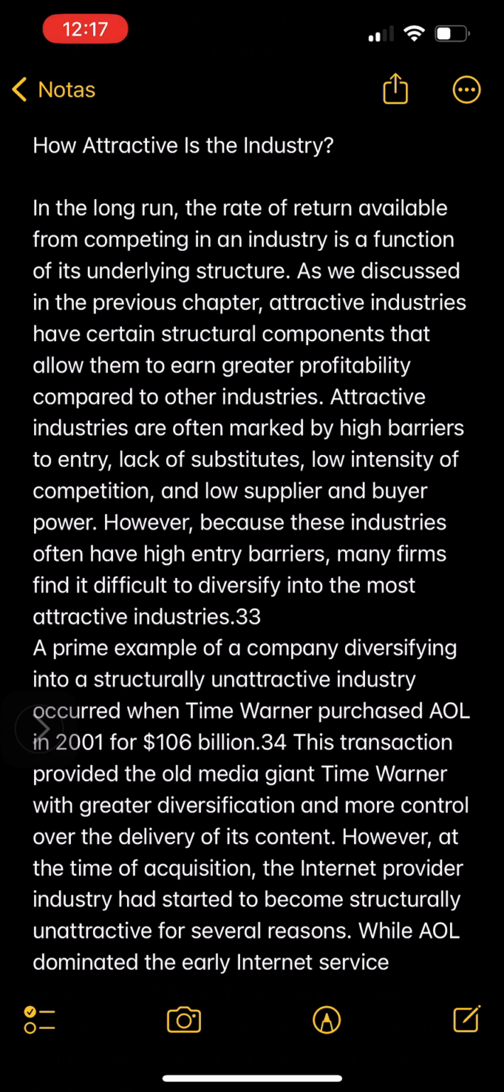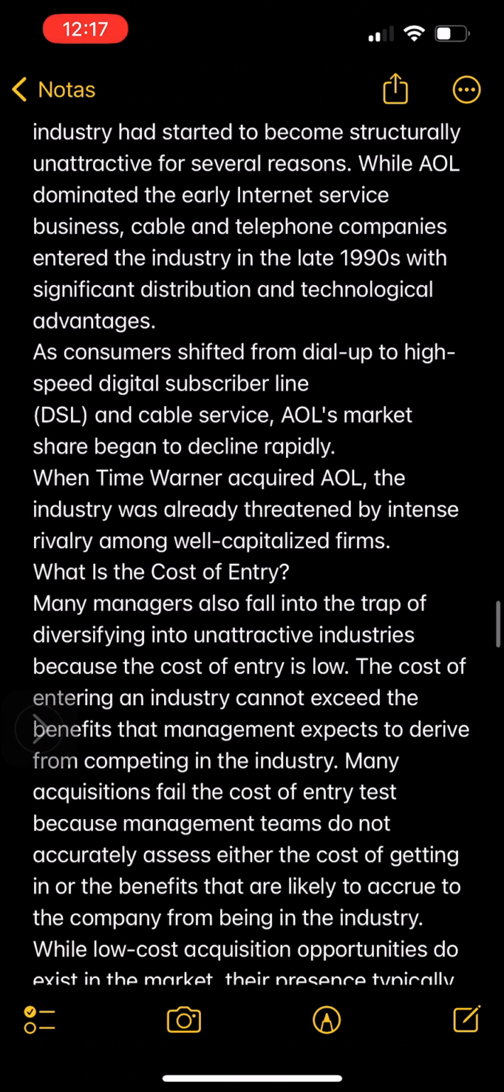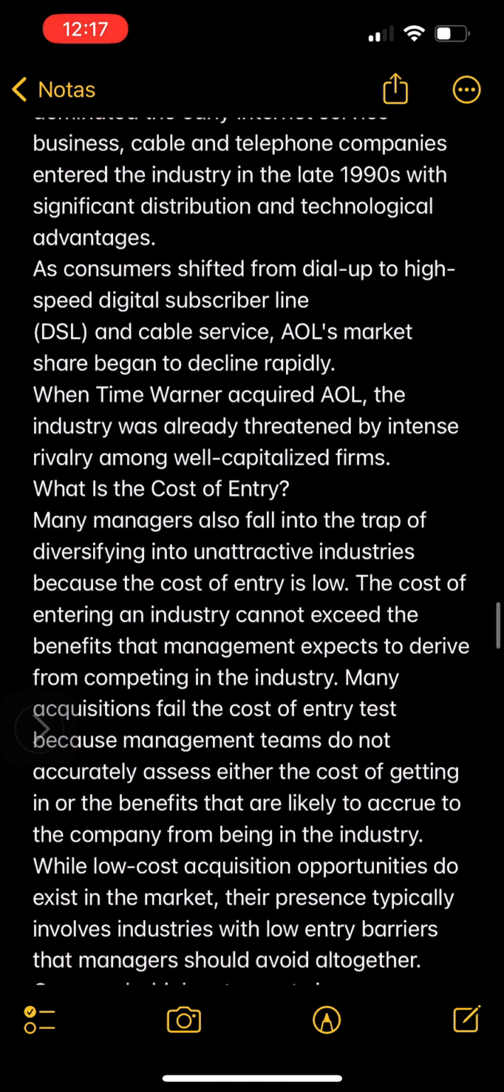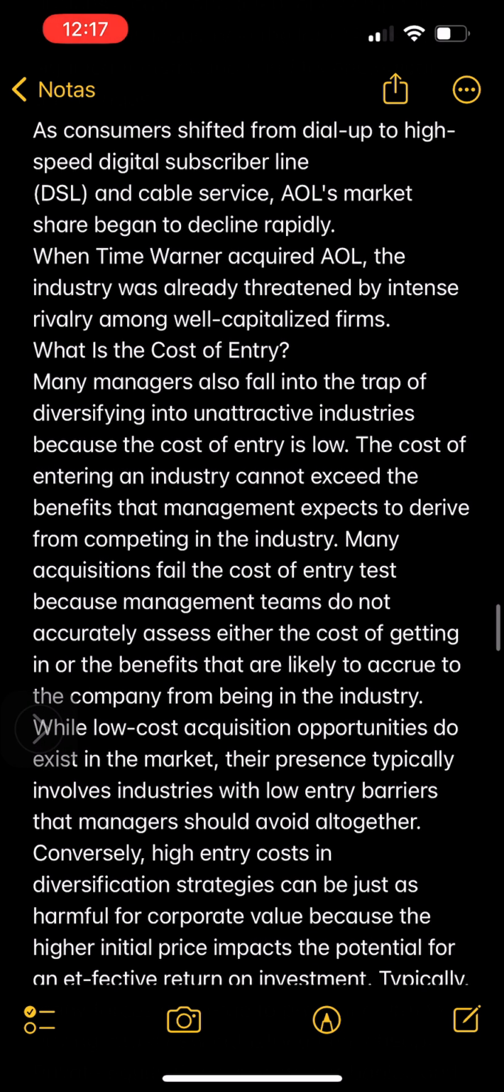This transaction provided the old media giant Time Warner with greater diversification and more control over the delivery of its content. However, at the time of acquisition, the internet provider industry had started to become structurally unattractive for several reasons. While AOL dominated the early internet service business, cable and telephone companies entered the industry in the late 1990s with significant distribution and technological advantages. As consumers shifted from dial-up to high-speed digital subscriber line (DSL) and cable service, AOL's market share began to decline rapidly. When Time Warner acquired AOL, the industry was already threatened by intense rivalry among well-capitalized firms.